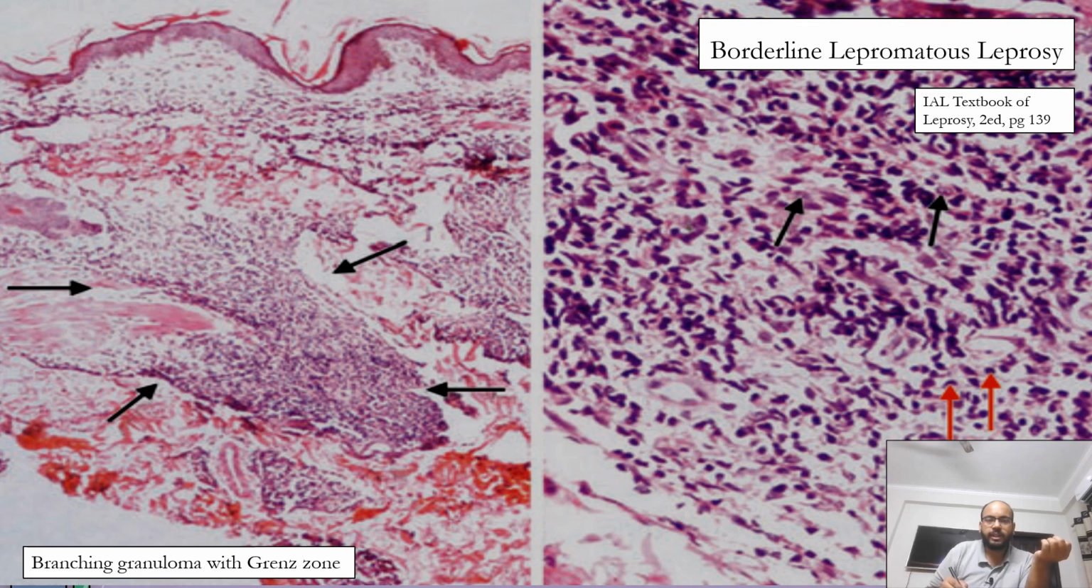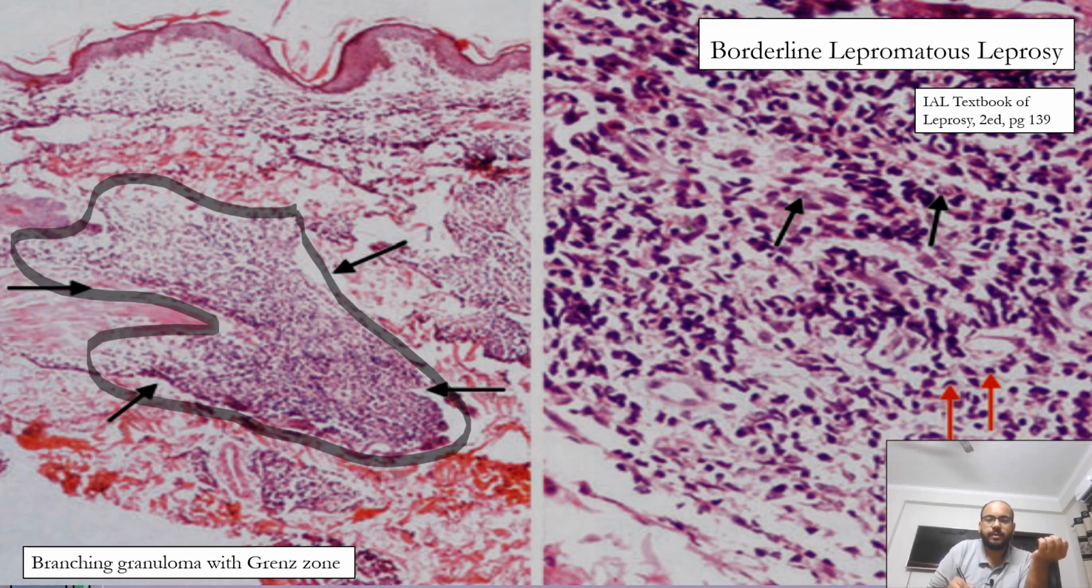So look at this borderline lepromatous leprosy picture I've taken from IL. You can see loose granulomas, large loose granulomas. Okay, you can easily localize them. And they are more, and they are paler stained. Okay, look at the other picture. This area is pale stained and is composed of epithelial cells. The black arrows are all epithelial cells. The red arrows show a bit of lymphocytes.